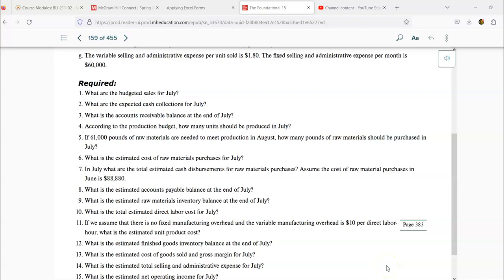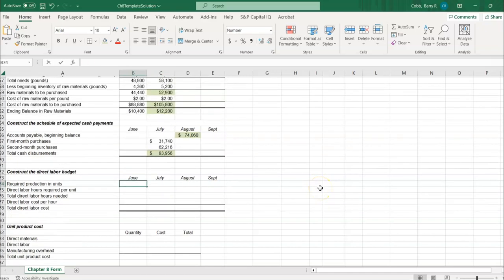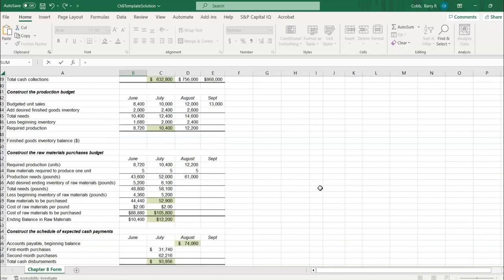The foundational 15 problem continues with looking at the direct labor budget. We can see that question 10 is wanting to know the direct labor cost for July. So if we look at the budget here, the direct labor cost is built based on looking at the required production in units. And so we'll link that up to the production budget, required production.